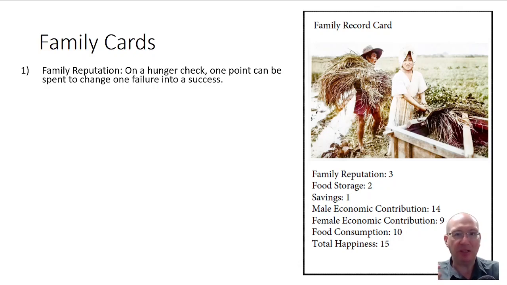On a hunger check, they could spend a point to change 1 failure into a success. So basically that was meant to represent, hey, you ask your neighbor for some food and they respect you, so they give you some food. But you can only bother your neighbor so many times, right? You can't infinitely ask them for food, so you lose a point.